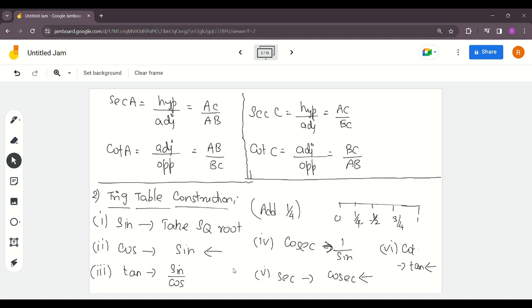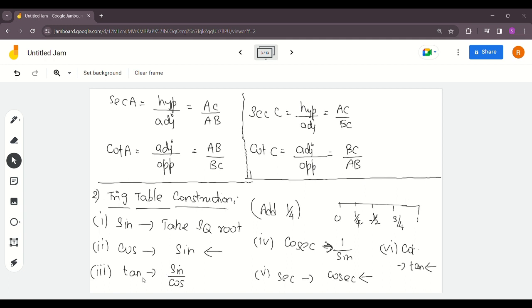And for sine, you just have to take the square root of all these values. In the next page I will explain again. For sine, you just have to take the square root of all these values. For cos, you have to write sine from right to left. And tan is nothing but sine by cos. These are the simple tricks. Using these tricks, this table can be constructed easily.